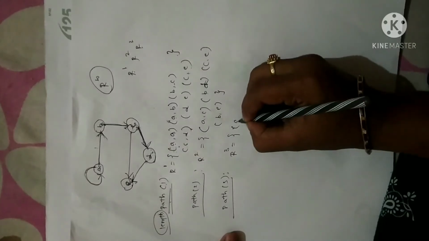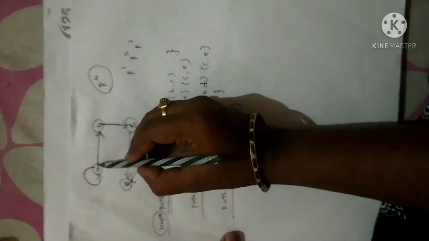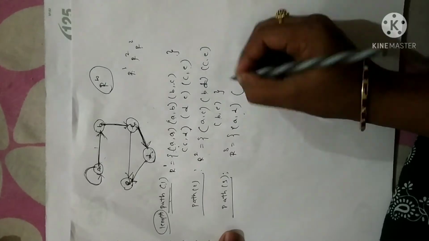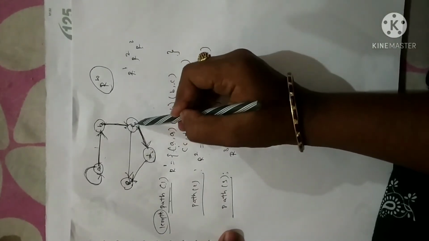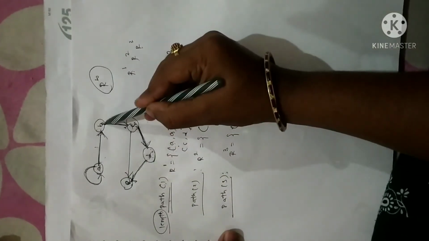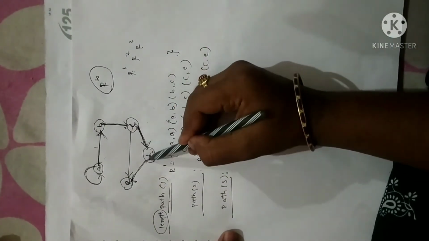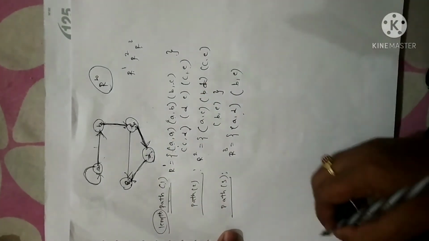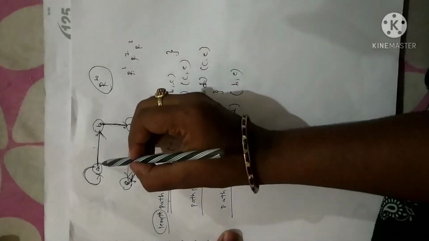Clearly I can write A to D is a path of length 3, right? 1, 2, 3. So A to D is a path of length 3. Again 1, 2, 3. I am reaching B to C, C to D, D to E. So it is a path of length 3. So B to E I can write.